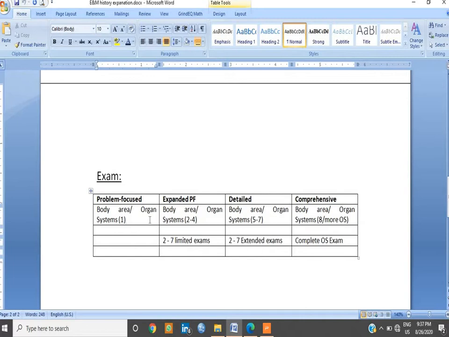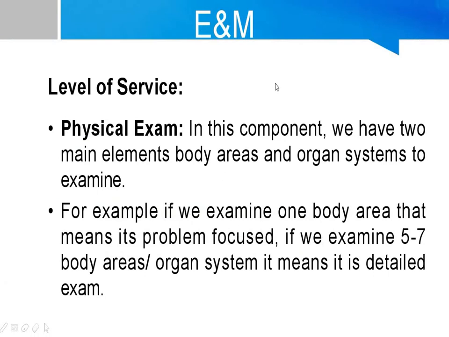If you are going for the detailed, the body areas or organ systems will be 5 to 7 with 2 to 7 extended examinations. And for comprehensive, if you are getting 8 or more body areas or organ systems and a complete organ system exam, it will be comprehensive. Okay, so let's switch back here.